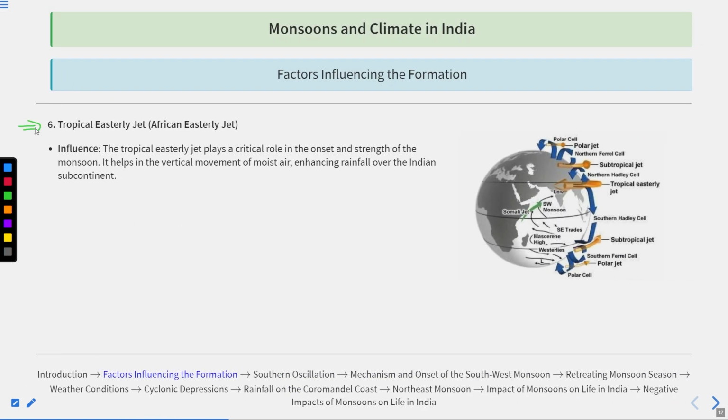Then the 6th point, the tropical easterly jet, also known as the African easterly jet. Influence: the tropical easterly jet plays a critical role in the onset and the strength of monsoon, helps the vertical movement of moist air, and enhances the rainfall over the Indian subcontinent. Like the moist air that we have during the ITCZ formation, this gets condensed in the vertical movement because of the presence of the African easterly jet, and this enhances the rainfall over the Indian subcontinent.